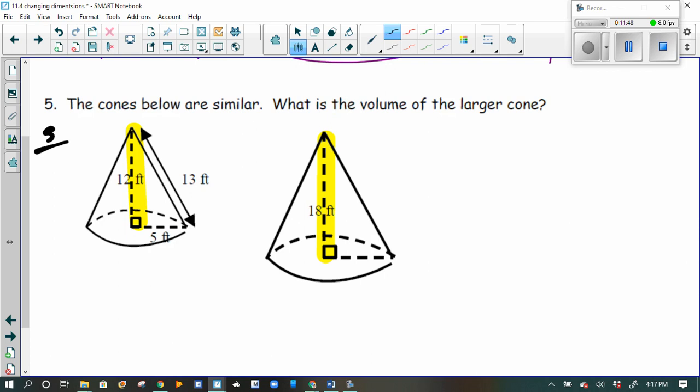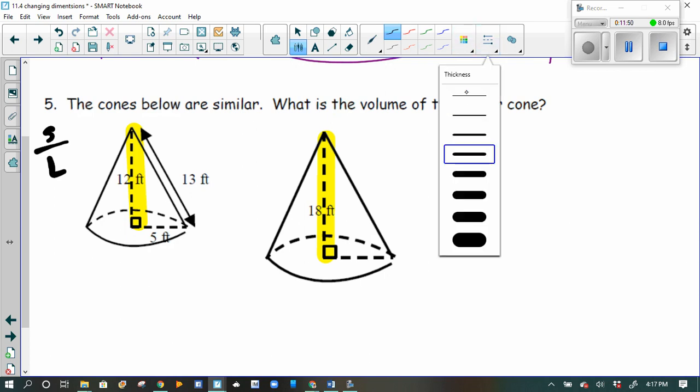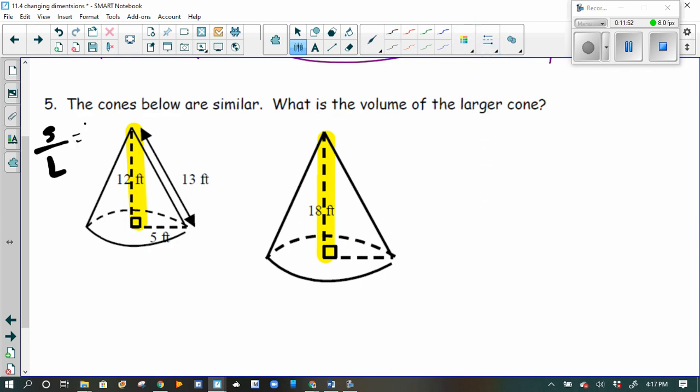So small over large, that would be 12/18. So that reduces, 6 will go into 12 2 times, and 6 will go into 18 3 times. So it's 2/3. Okay, so this is my scale factor.